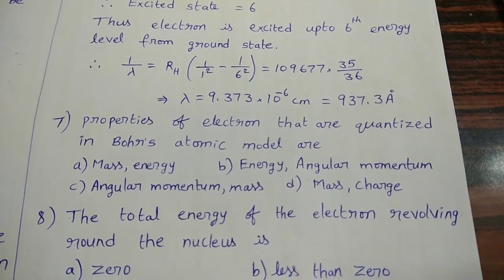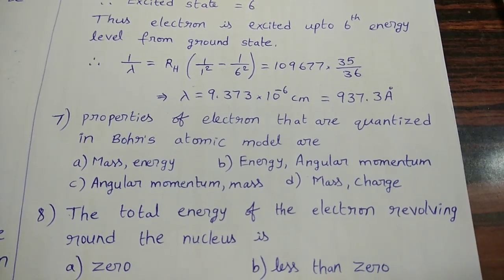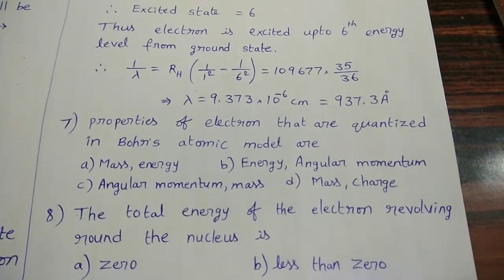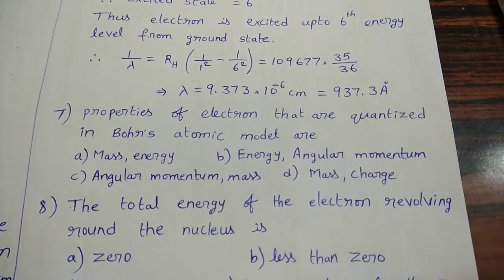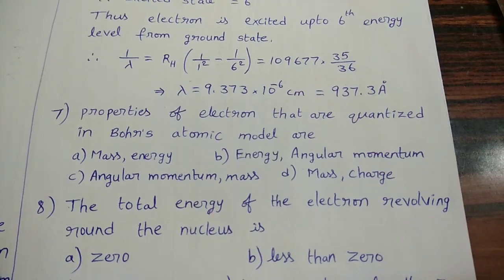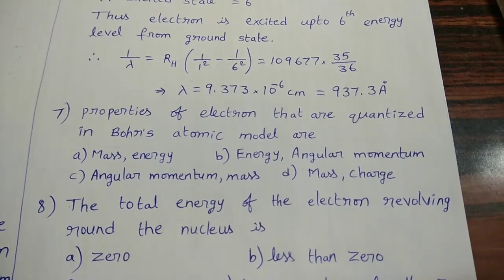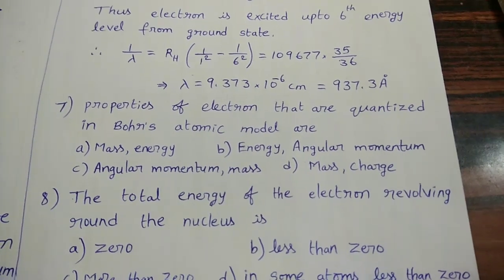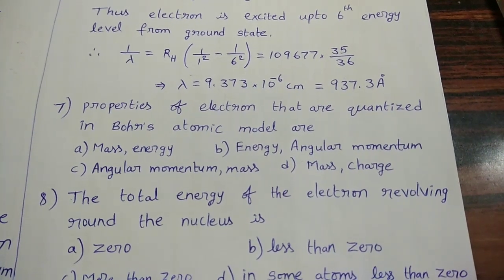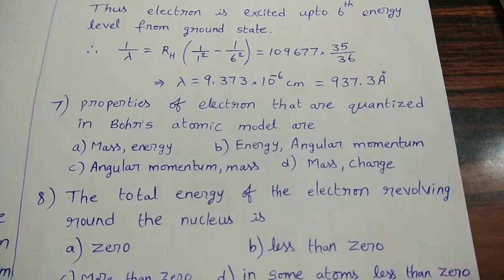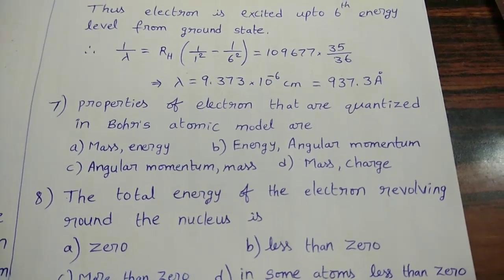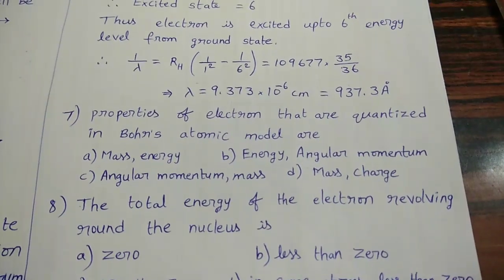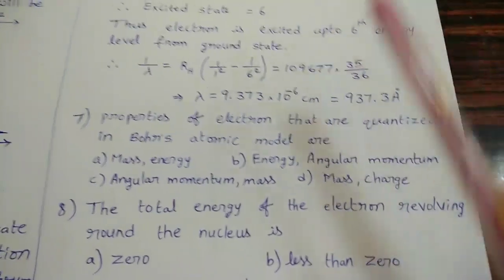According to Bohr's atomic model, in the atom, energy and angular momentum of the electron are quantized. That means these two properties have a particular value. Electron does not have any value of energy or any value of angular momentum. Energy and angular momentum of electron are restricted to particular values. This is simply called quantization of energy and angular momentum. So, seventh question, option B is the answer.